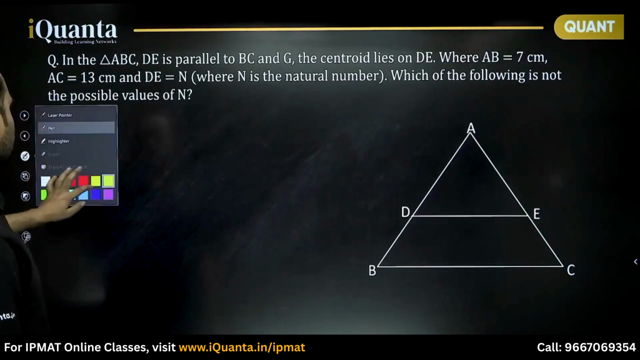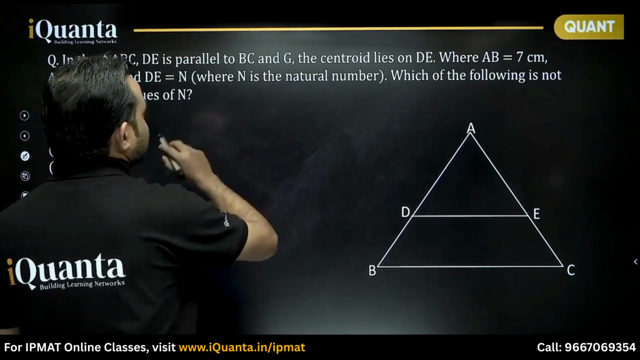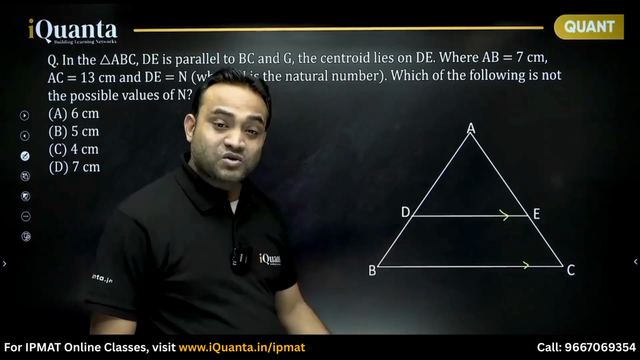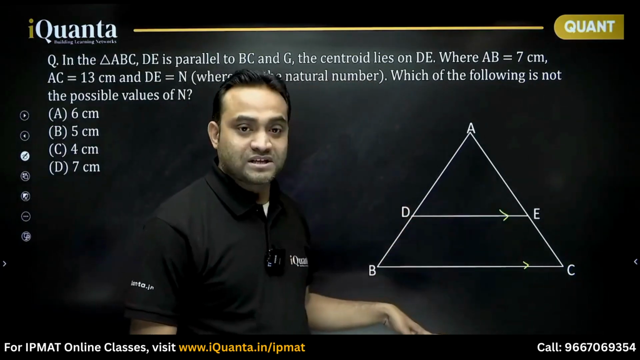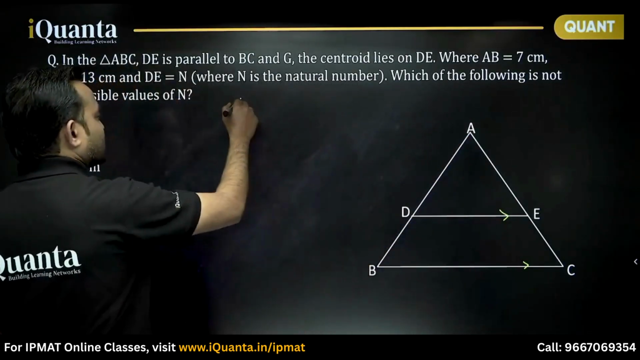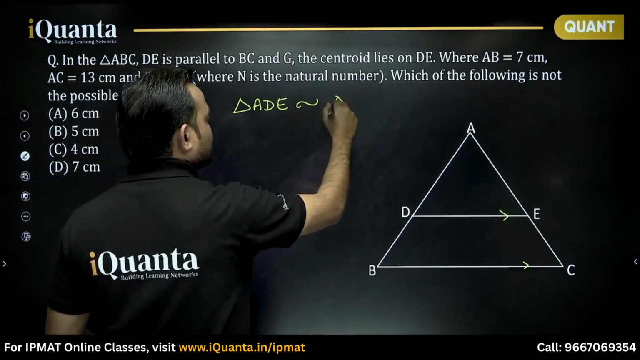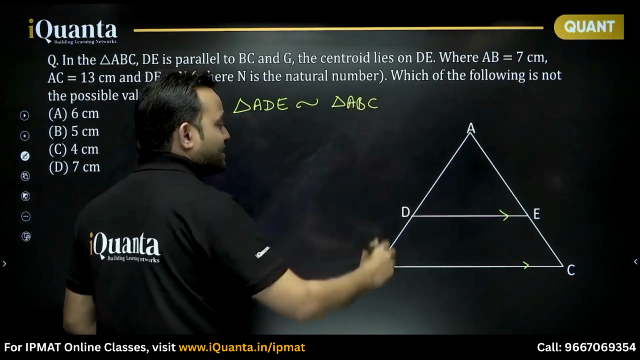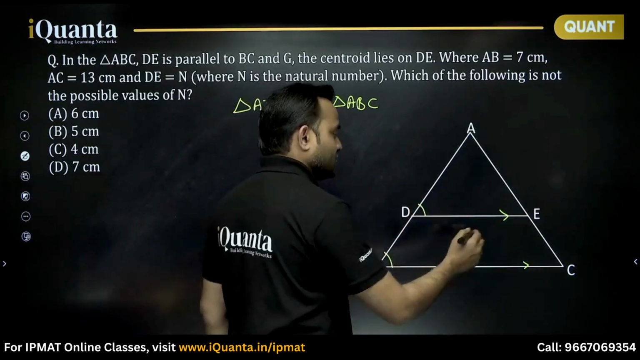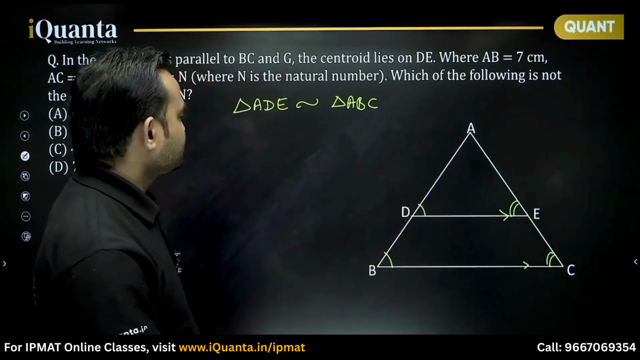Now, let's go to the next question. It says in the triangle ABC, DE is parallel to BC. As soon as you see this, that DE is parallel to BC, we can say triangle ADE will be similar to triangle ABC. Why? Because whenever we have two parallel lines, this angle will be equal to this one and this angle will be equal to this one, right? And angle A is already common.